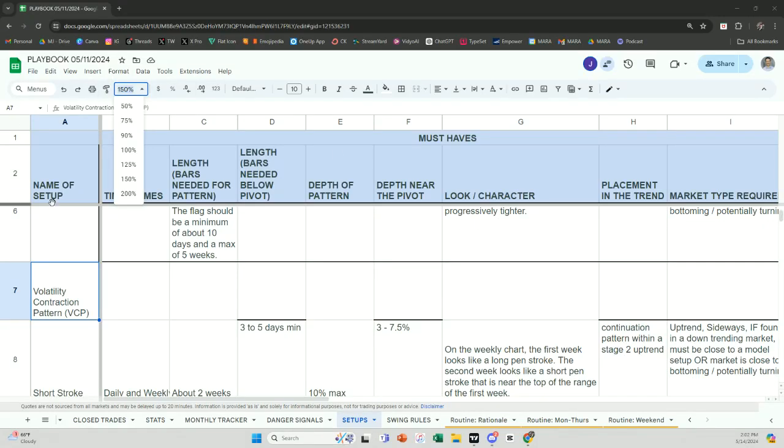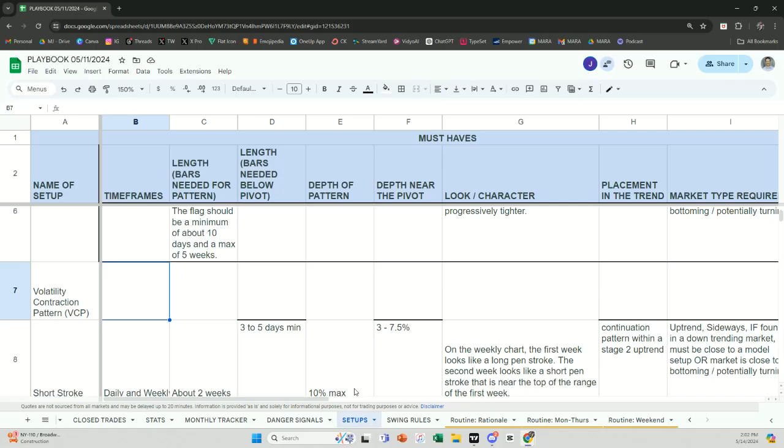We're talking about VCPs. We're going to build out a model book for the volatility contraction pattern. Now, you might notice if you're looking at the screen that I inserted this right here. And I don't have any of the other part of our template filled out. This is actually a tab.